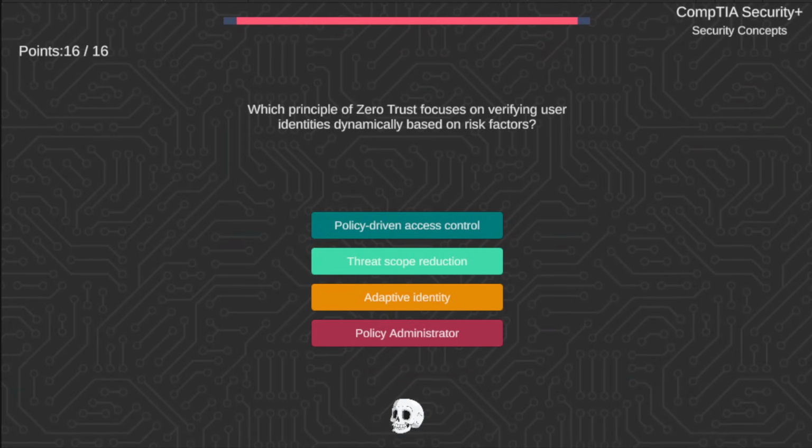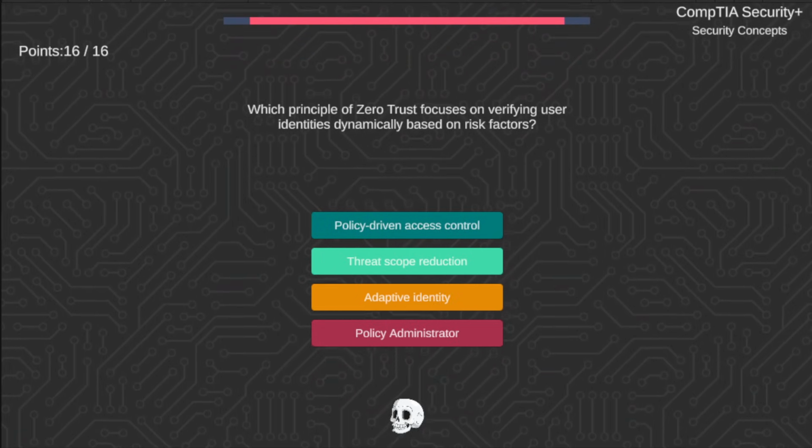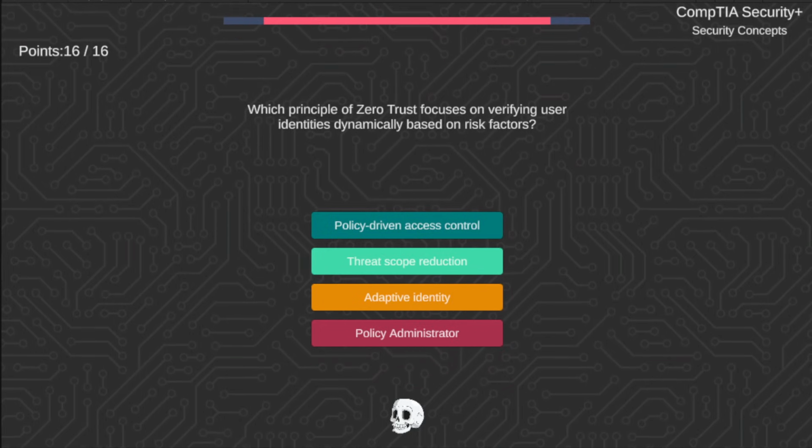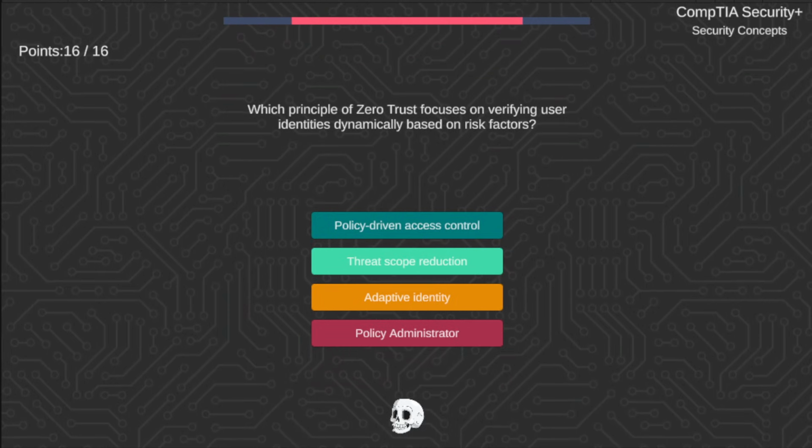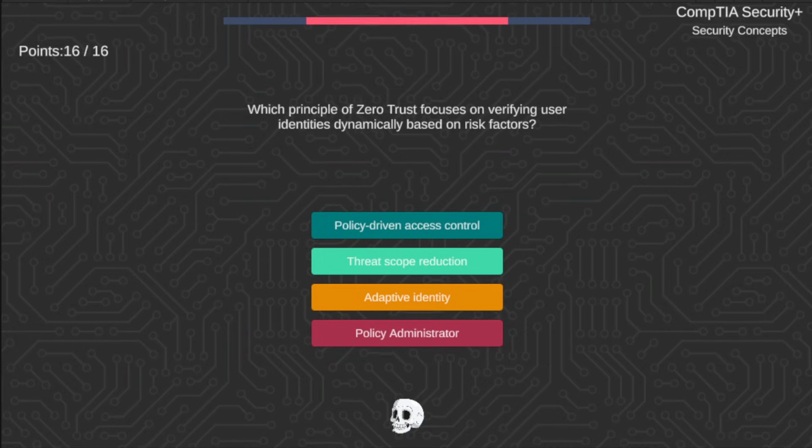Which principle of zero trust focuses on verifying user identities dynamically based on risk factors? Policy-driven access control, threat scope reduction, adaptive identity, or policy administrator?